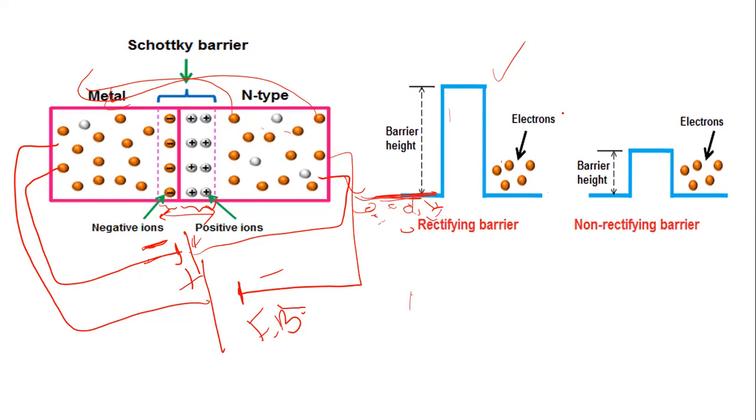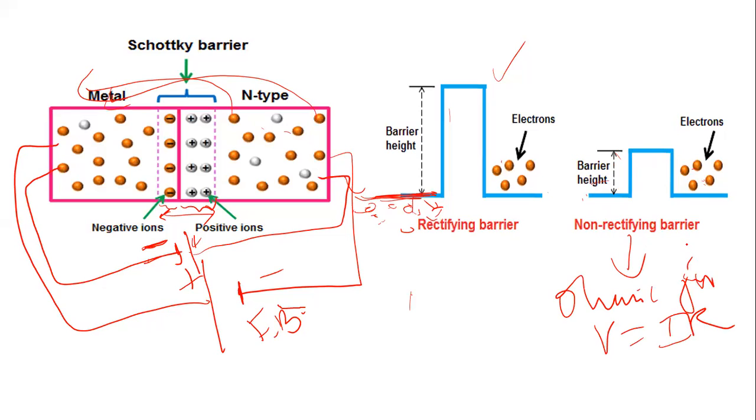But in this case, if the barrier height is small, then in the forward biasing as well as in the reverse biasing, current can easily pass through this metal semiconductor junction. Such a kind of junction is called an ohmic junction or ohmic electrical contact. It will simply follow V equal to IR here.